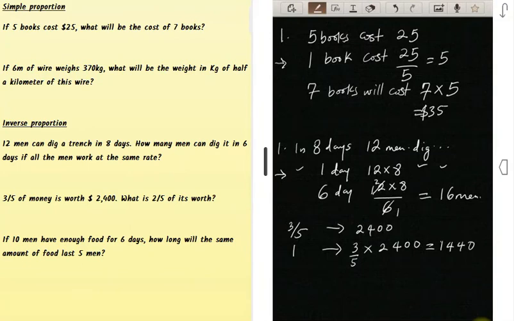Okay, so 2 over 5 of the amount will be less than one unit, so I had to divide. So I have 1440 divided by 2 over 5. Of course, this will imply that 1440 over 1 times 5 over 2, which will give me $3,600.